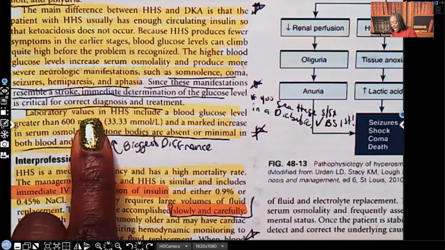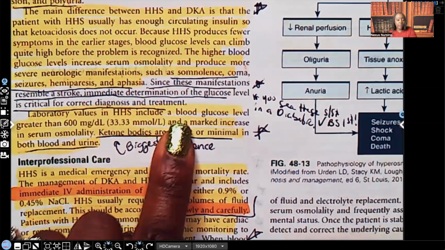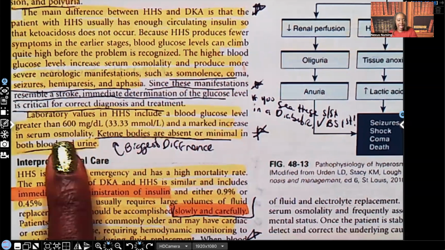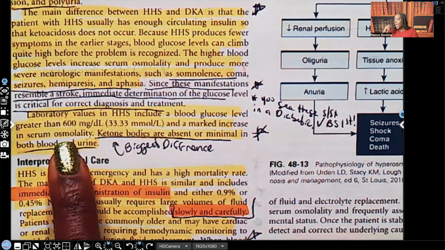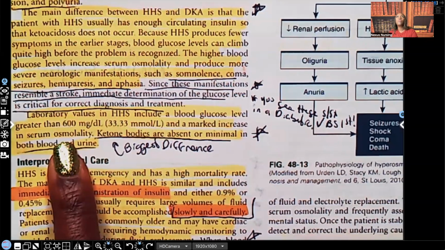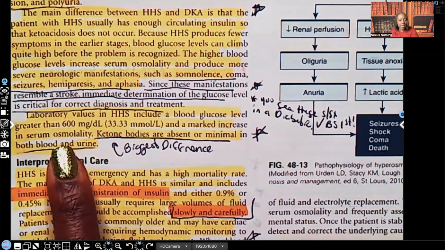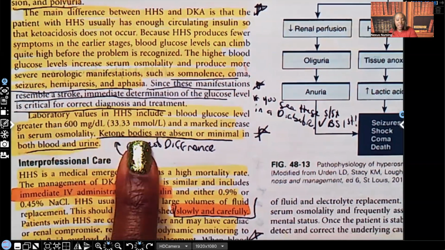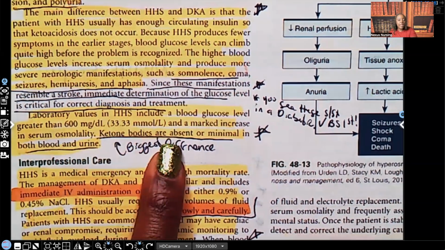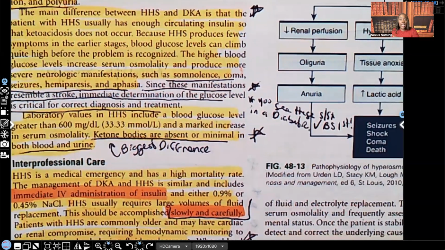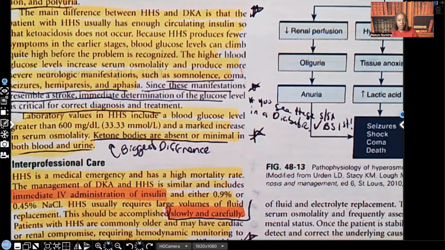Laboratory values in HHS include blood glucose level greater than 600 and a marked increase in the serum osmolality. When they say osmolality, guys, I want you to think of how many solutes. Okay, when they say osmolality, that's what I want you to think about, the solutes. So serum osmolality, how much solutes in the serum. Ketone bodies are absent or minimal in both the blood and urine. Remember, the ketone bodies, that's what differentiates your DKA and your HHS. We see those ketone bodies in what? Your type 1 diabetics, not your type 2.